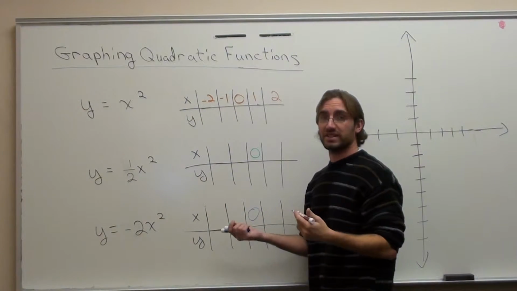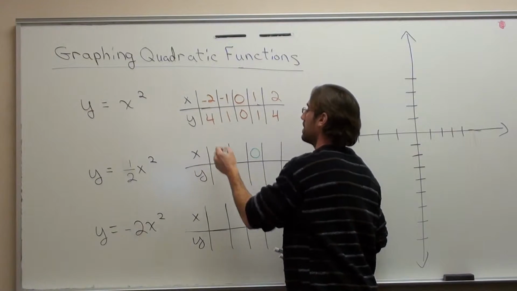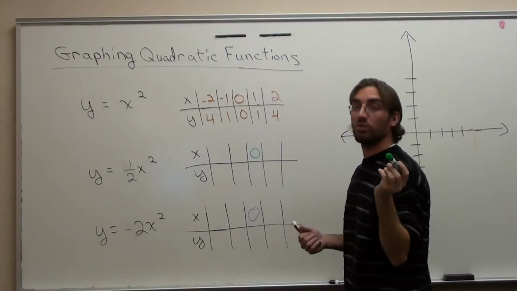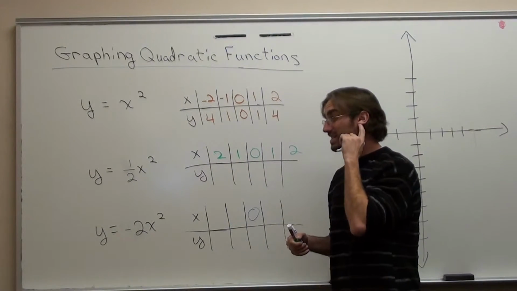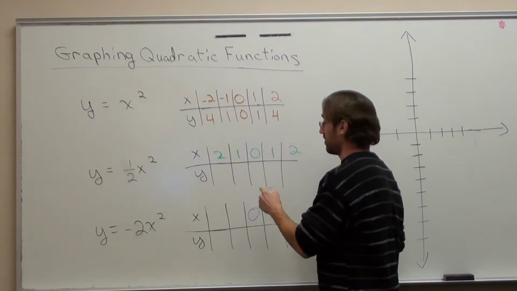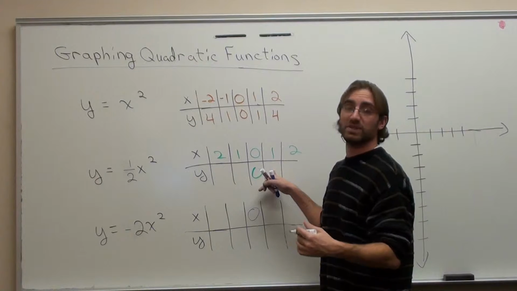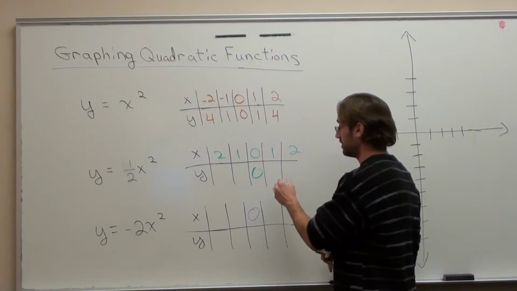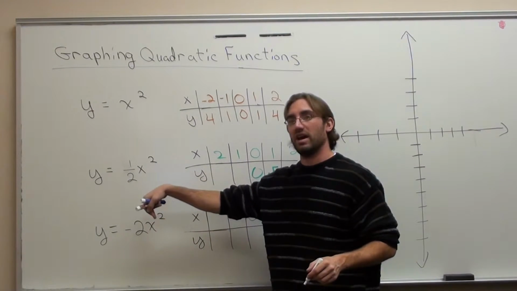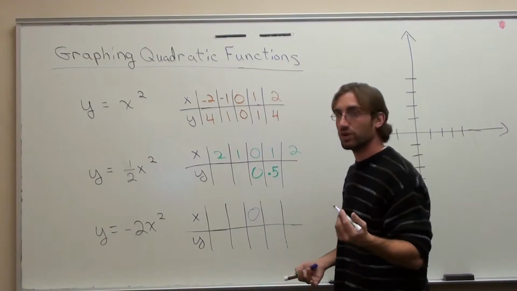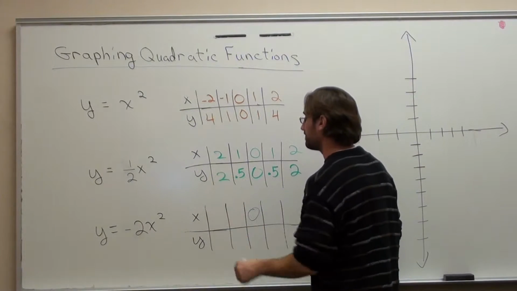And when I substitute them in, it's the same thing, except the values don't work out the same way now. 0 squared times 1/2 is 0. 1 squared is 1 times 1/2 is 1/2, or 0.5. And 2 squared times 1/2, well, 2 squared is 4, and half of 4 is 2. And that works the same way. This is 0.5, and this is 2.